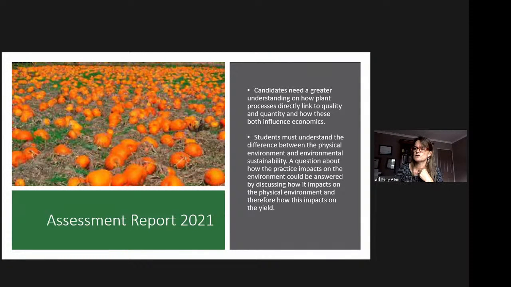Okay, just a quick note. I know we're just about wrapping up. You need to have a good understanding of how those plant processes directly link through to quality, quantity, and your economics, so crop yield, etc. If you don't have those links, you aren't going to do well in this paper. You need to have direct links and full understanding about environmental sustainability. You can't just repeat the physical factors. Physical factors are not environmental sustainability. So this is your excellence part of the answer.